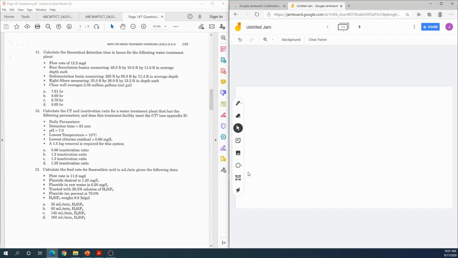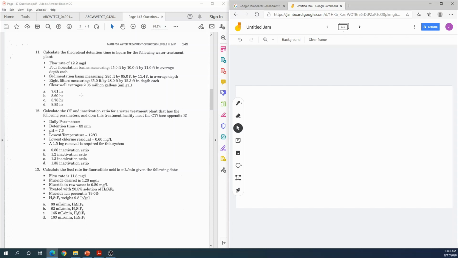So the first thing we want to do is calculate our overall volume. Because we've got million gallons per day flow rate coming in, we've got volume of all our different treatment processes, and we want to calculate how long it takes for water to get all the way through this process in hours. So first of all, let's go ahead and calculate our volumes.